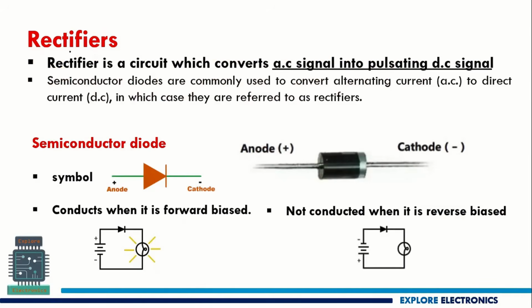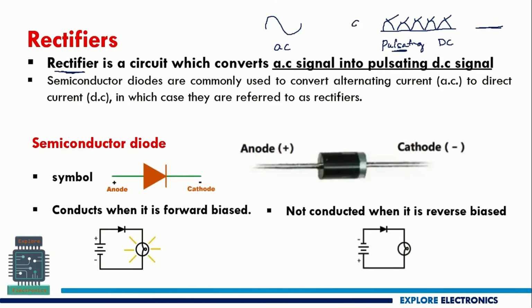Let us look at the definition of rectifier first. Rectifier is a circuit which converts AC signal into pulsating DC. So here I am telling it as pulsating DC. Why? Because if the AC signal is like this, the rectifier is going to convert this into the signal like this, not the continuous DC signal constantly like this. So these pulses are present in the output of the rectifier. That's why we are calling it as pulsating DC.